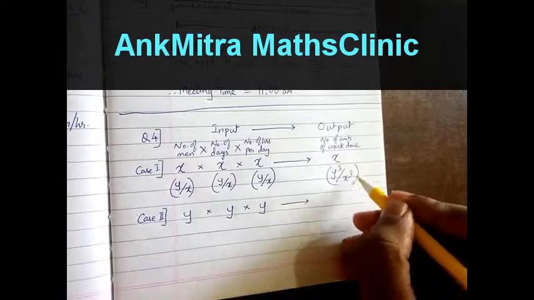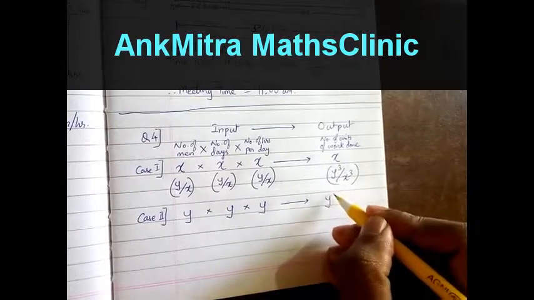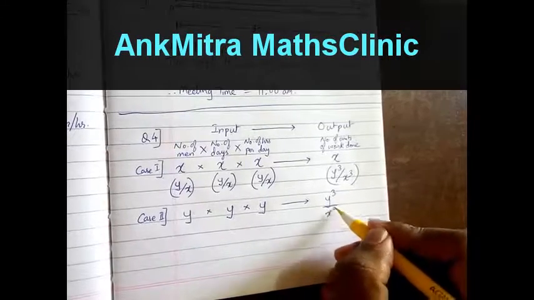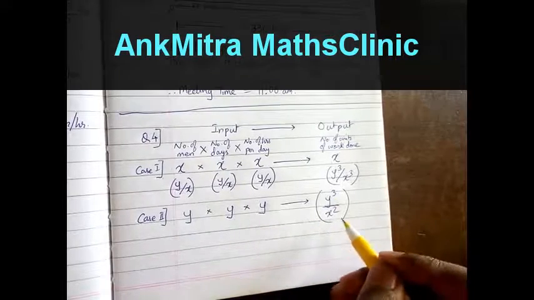So x multiplied by y cube upon x cube will give us a result of y cube upon x square number of units of work done. So this will be our required answer.